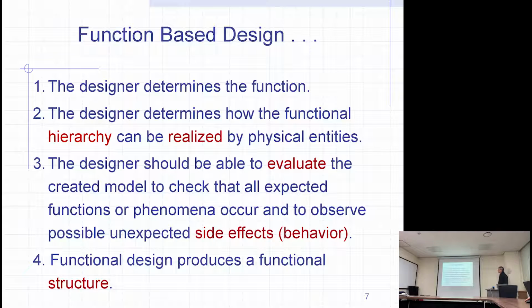puzzle. Function-based design: the design function should be determined, then the functional decomposition, and then the end node can be realized by a physical thing. Then we should evaluate the model, the physical entity, the structure, and the behavior should be evaluated, including side effects of behavior. So structure, behavior, and function interact with each other and evolve into a good design.